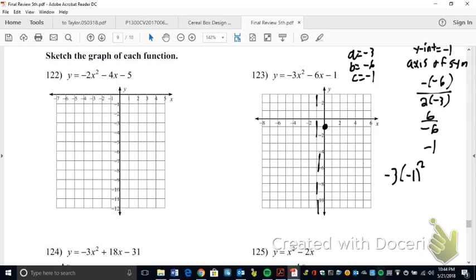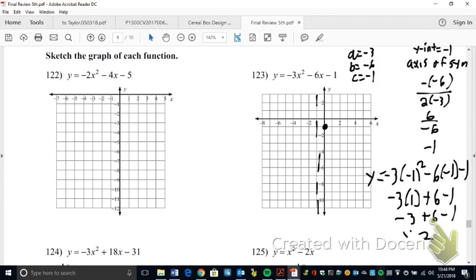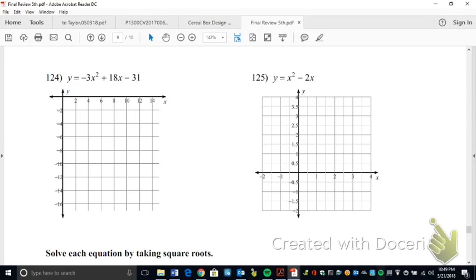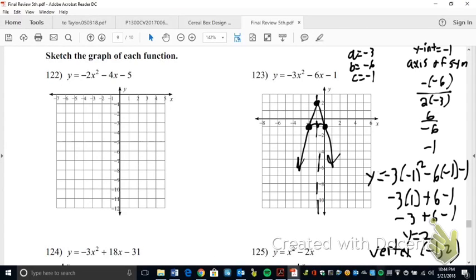We find our vertex by plugging that negative 1 back in for x. We end up with negative 3 times negative 1 squared minus 6 times negative 1 minus 1. This is negative 3 times 1 plus 6 minus 1, or 2. So that means that our vertex is going to be negative 1, 2. Plot that point, plot the mirror of the intercept, and there you go. Here, we'll go back and look at that for just a second. There you are.